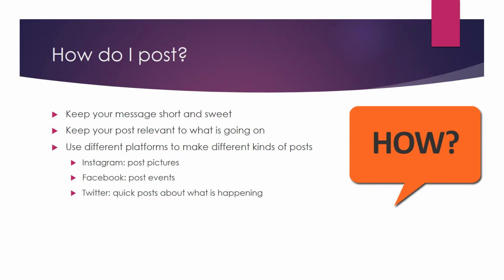You want to keep your post relevant to what is going on. This means that, for instance, if you have an event coming up in, let's say, September, and you're posting about it now, a lot of people are going to tend to forget about it. They're not going to really mark that on their calendar yet, or maybe they will and then they'll forget about it. It's important to keep your posts kind of just relevant to what is going on presently and not super far out in the future.